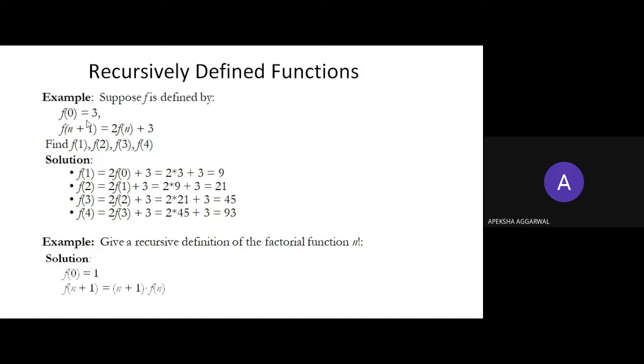Sorry, n plus 1. Basically, we are talking about n and n minus 1, so they have written n plus 1 and n. It's one and the same thing. We were saying f(n) = f(n-1) into n, and they are saying f(n+1) = (n+1) into f(n). One and the same thing, right?